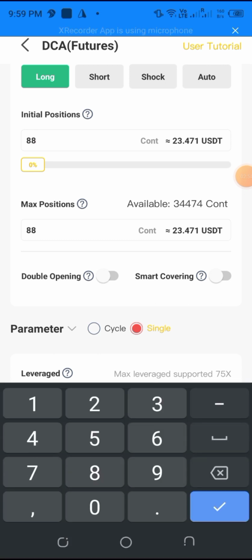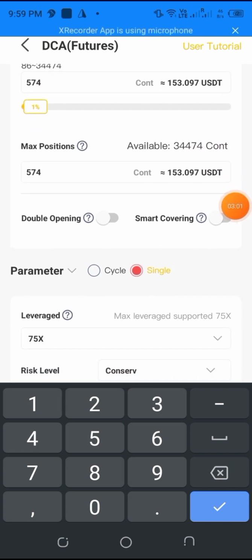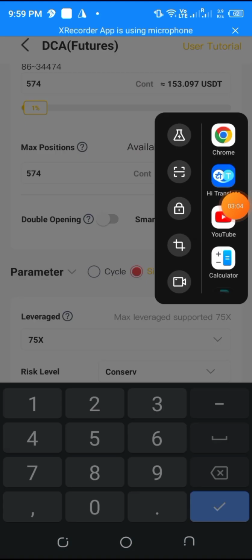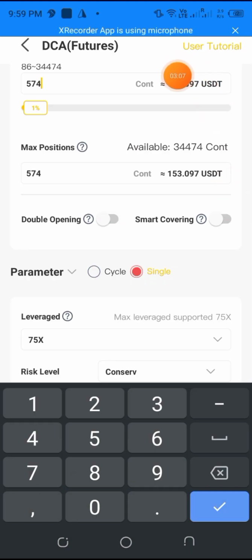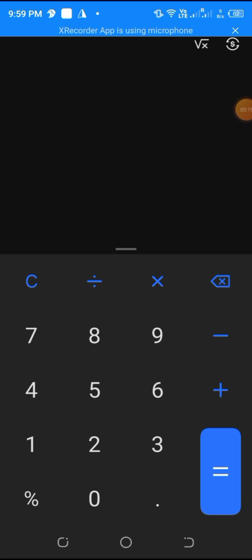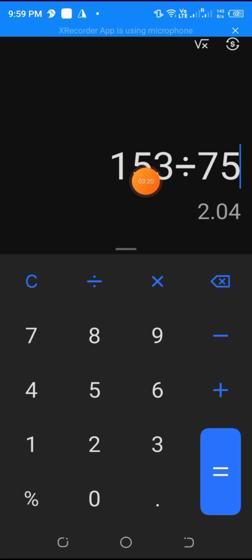So I edit this place. I put 574. This 574 simply means I'm trading with $2. How am I sure that I'm trading with $2? I divide my count now by my leverage, which is 153 divided by 75. You can see, I'm trading with just $2.